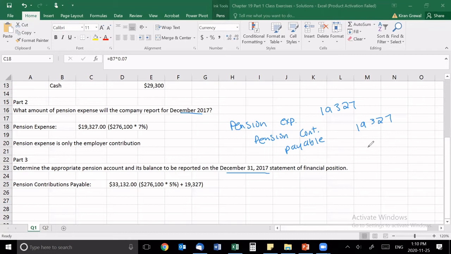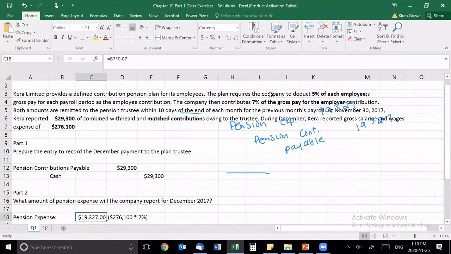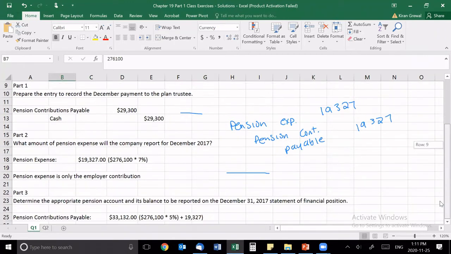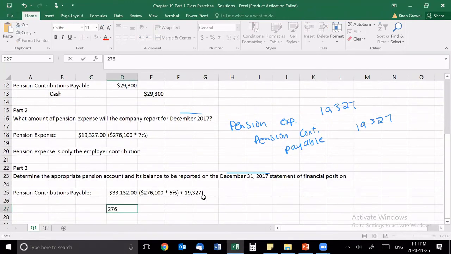Okay, so the employee is going to contribute, we said up here, 5%. Okay, so go up here, just go back to the question. So the company requires that the company deduct 5%. Okay, so let's go take this 276,100 times 5%. Take a look at what that is. Okay, so that's 13,805. So the journal entry is going to be for this.